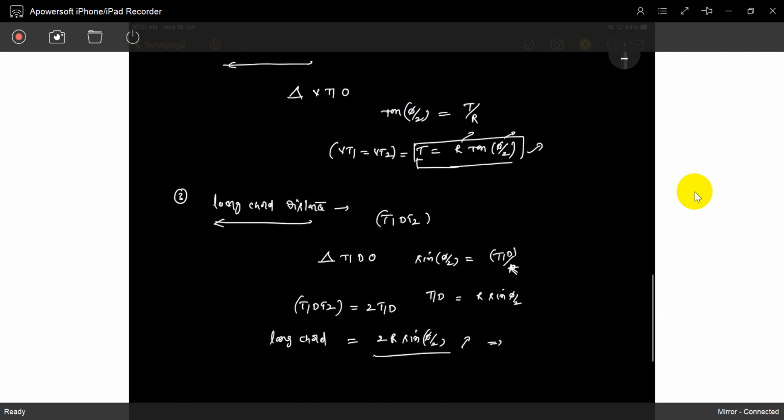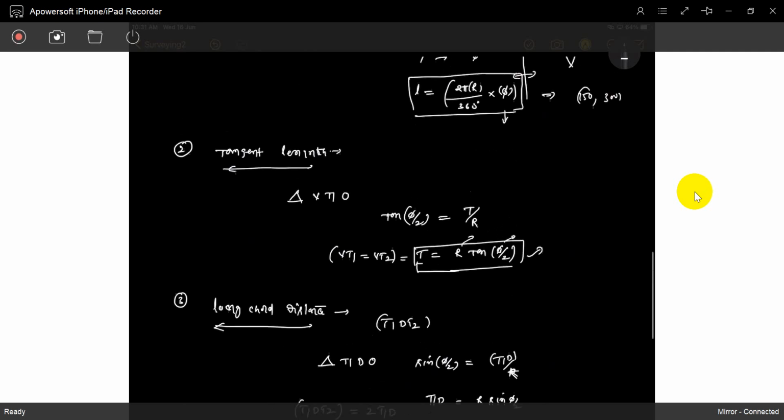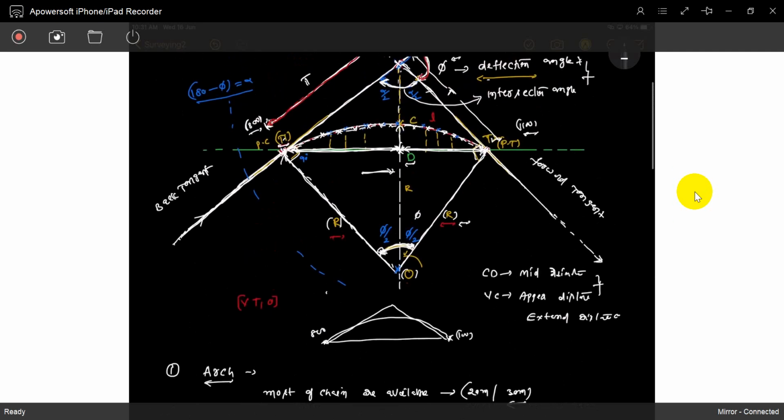Maybe it will come just less than the length of the curve. Just observe it. The length of the curve is something like 300, and the long chord distance is maybe 280, 290. Very small difference. Compulsorily it is less than the curve length. So it will come to something like 280, 290. That's it. We conclude the long chord distance.